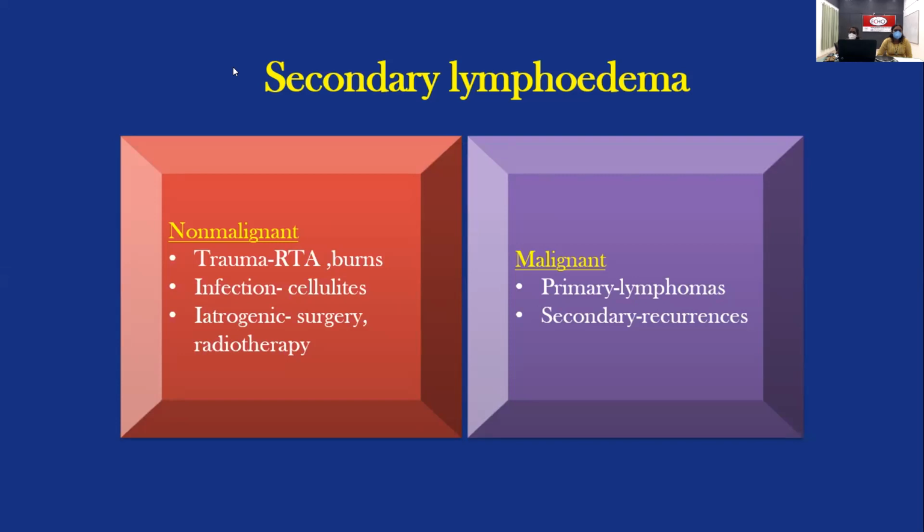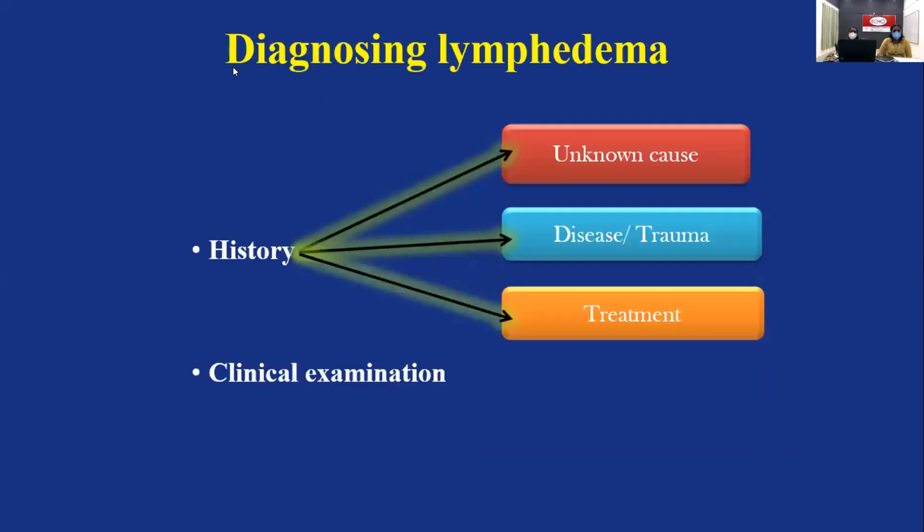Coming to the malignant part, primary is the lymphomas. If cancer develops in the lymphocytes, in the lymph nodes themselves, that person develops lymphedema. Secondary is recurrence. It can spread from one part to another part, that is a recurrence. So this is the secondary classification of lymphedema.